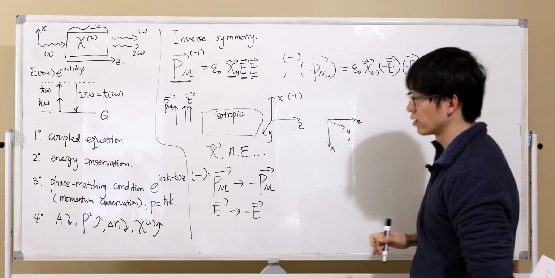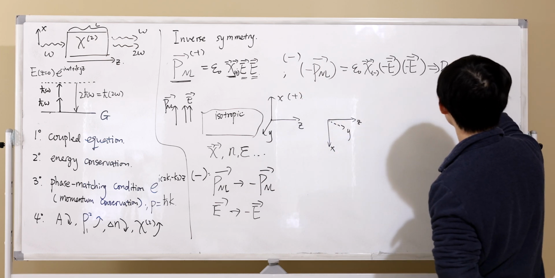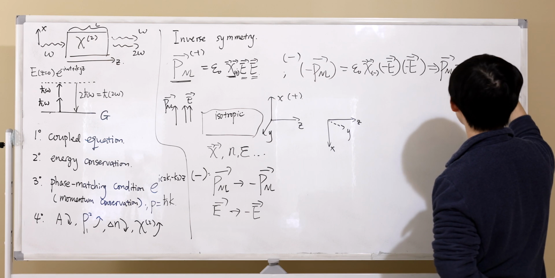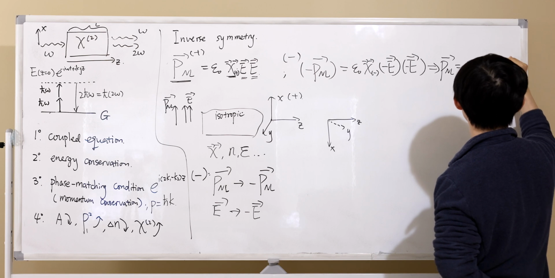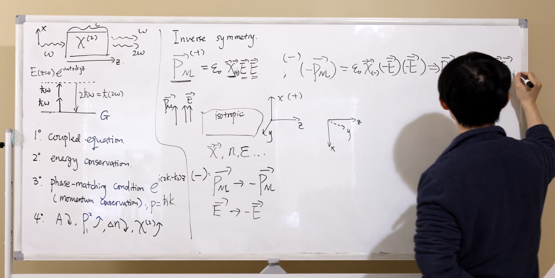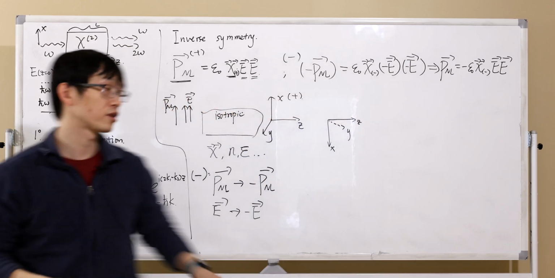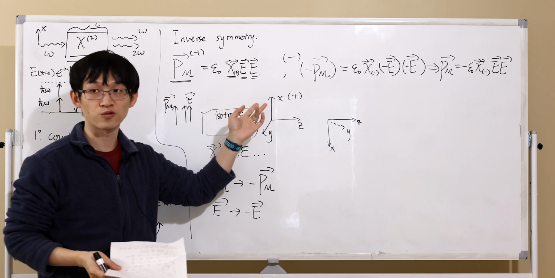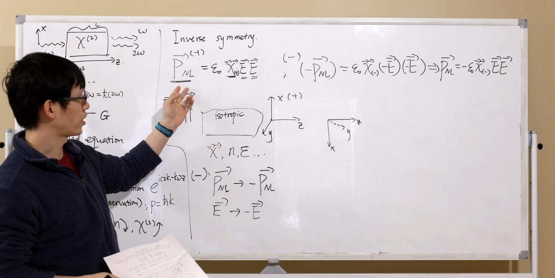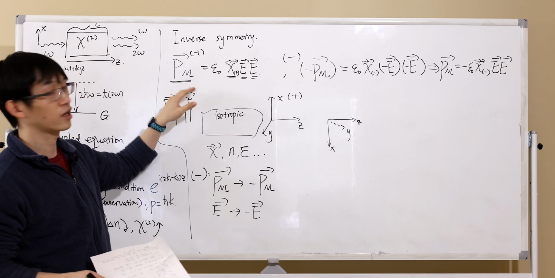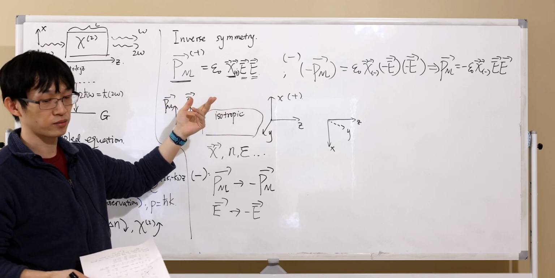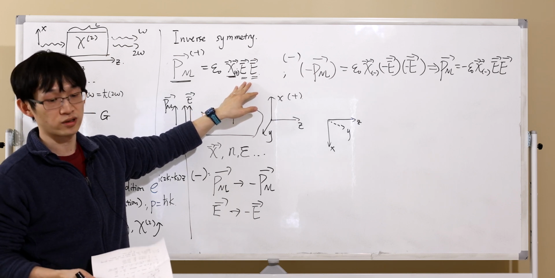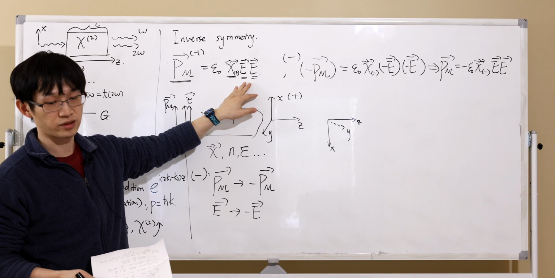Now if you cancel out all the minus signs here, then what you will see is P_NL here equal to minus. And this actually makes sense, right? Because in this equation, the left-hand side is a vector, the right-hand side is a vector squared. So if you add a minus sign in your coordinate, the left-hand side will have to flip from positive to negative, and the right-hand side, because it's a vector squared, is left unchanged.